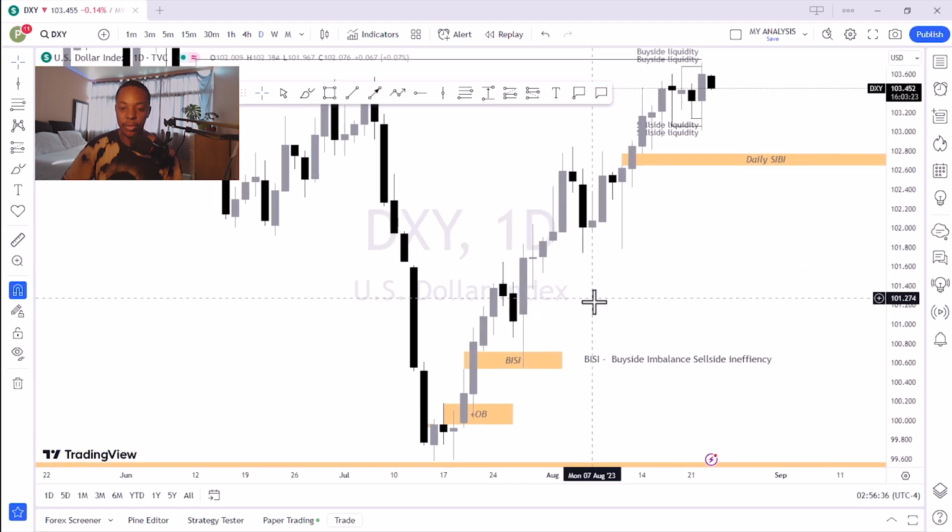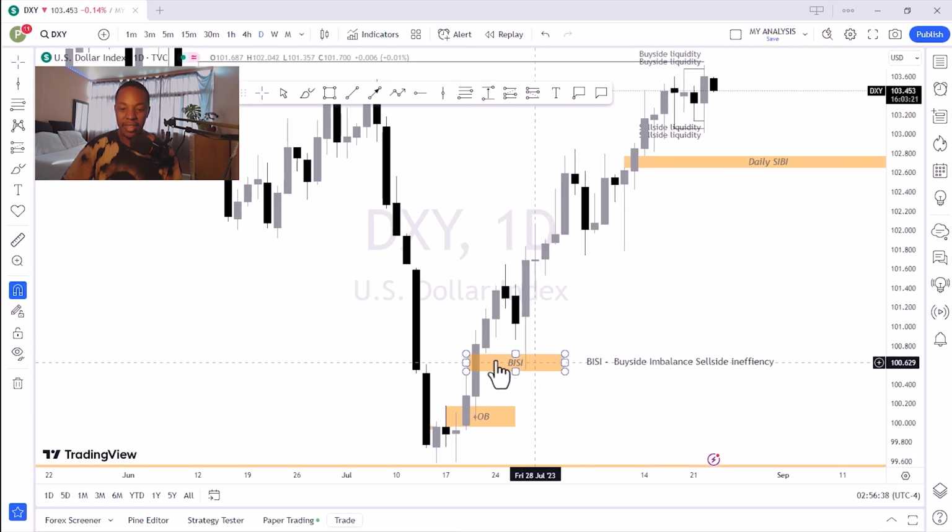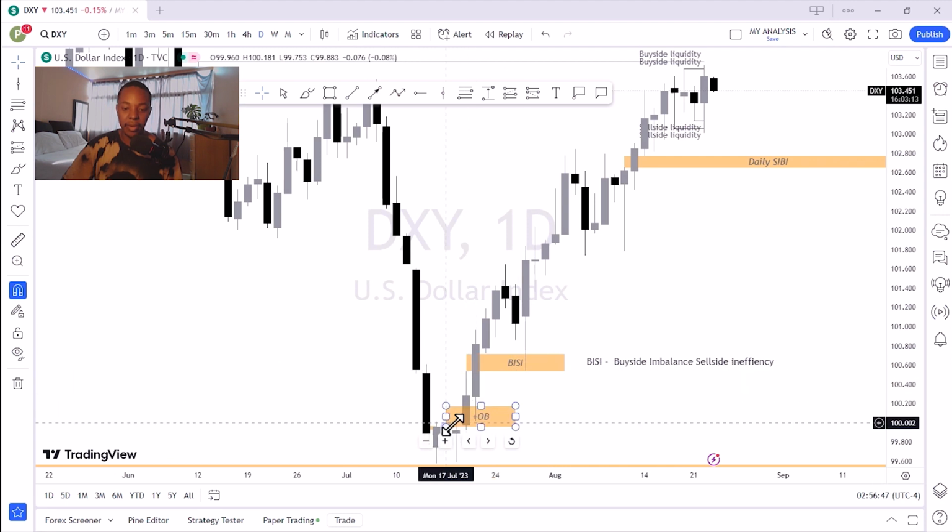So that's how you use them for entry. I use them for entry. If I want to buy, this is where I would buy, when the market comes to retest, to rebalance. In the order block, when the market comes into an order block, that's a change of delivery. I'll come and buy there.